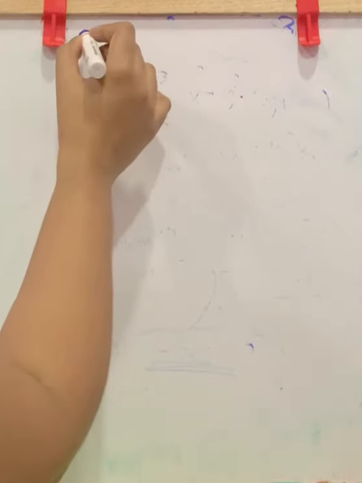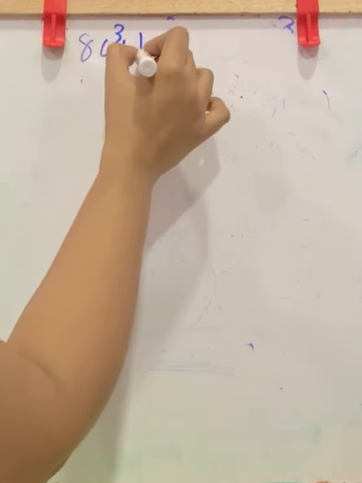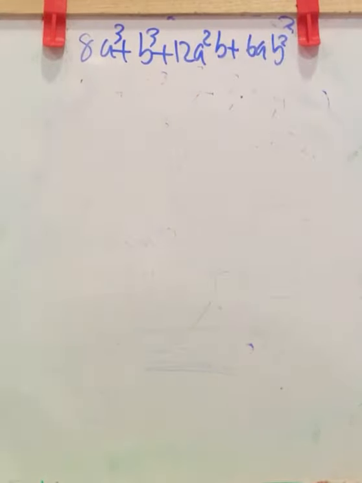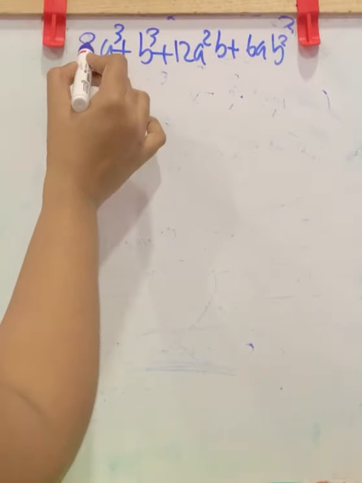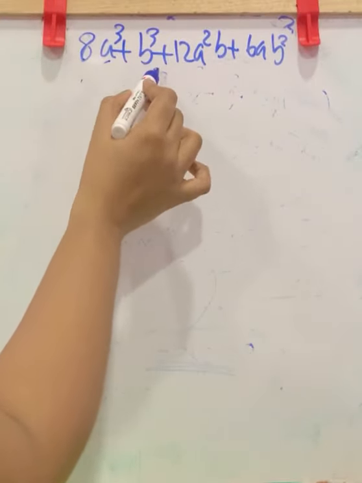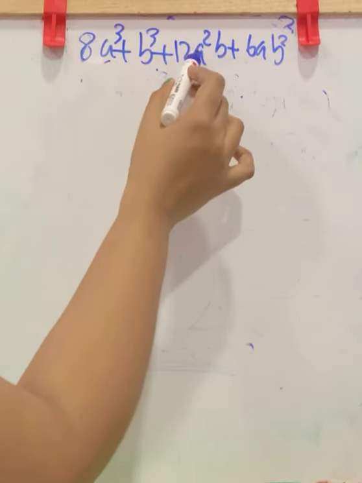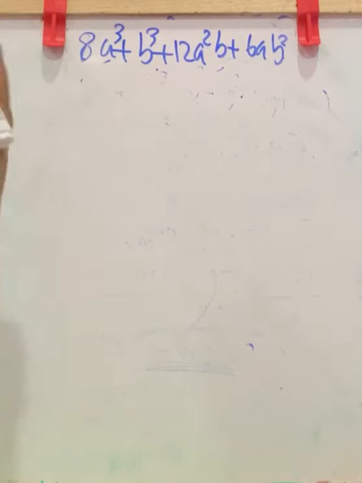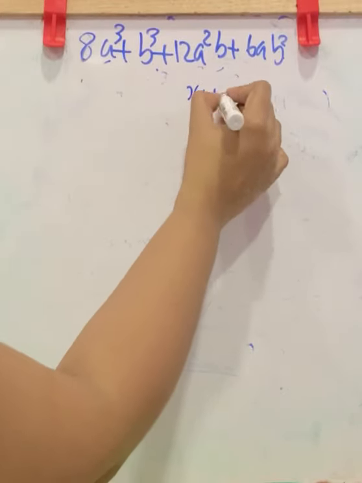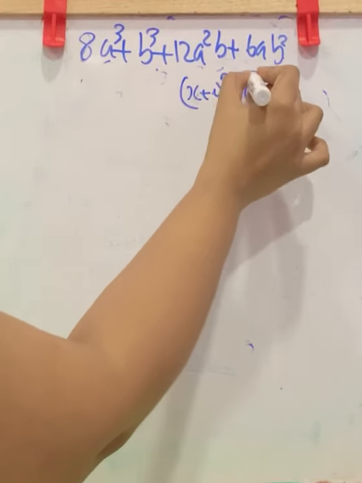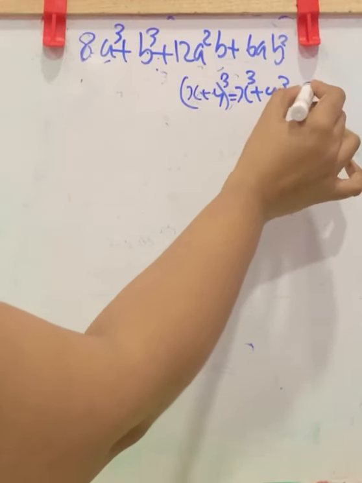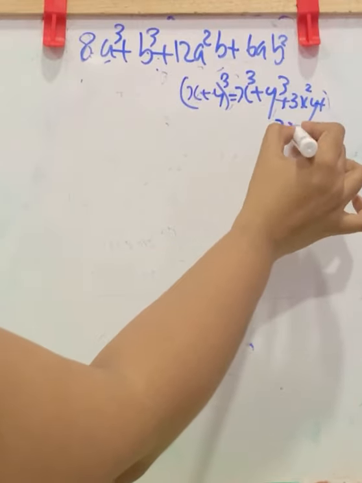Now next is 8a cube plus b cube plus 12a square b plus 6ab square. This you want to factorize. From this you can see this is a cube term, this is also a cube term. Here we are squaring one number, here also squaring one number. And we know this is the expansion of x plus y whole cube. In that, x plus y whole cube is x cube plus y cube, that is these two terms, plus 3x square y plus 3xy square.